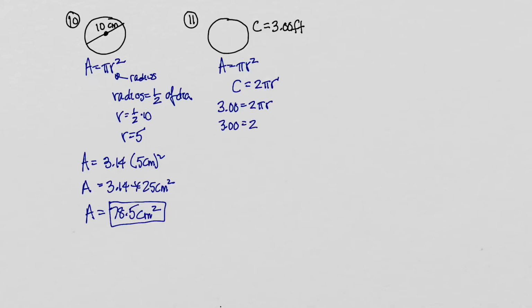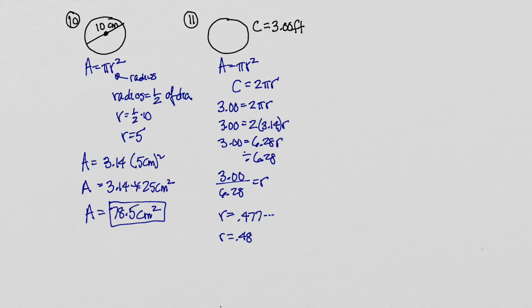3.00 equals 2 times 3.14 times r. 3.00 equals, now 2 times 3.14 is 6.28 r. Let's get r by dividing by 6.28. So we'll get 3.00 divided by 6.28. That's equal to r. And when I did that, I got 0.477 and so on. So I think what I'm going to do here is I'm just going to round to 0.48.